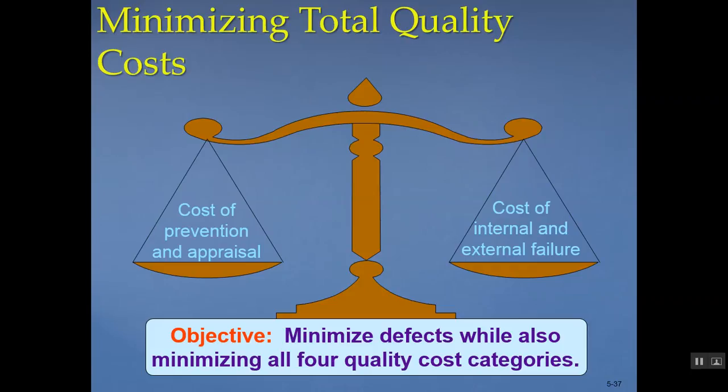We would like to reduce external failure costs and the resulting loss of customer goodwill, but at what cost? It's a balancing act. So we know that if we spend more money on prevention and appraisal, we'll reduce the number of defective units that lead to internal and external failures. So you have to find the balance between where to spend the money.